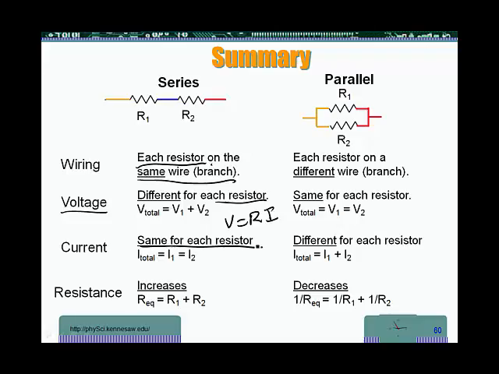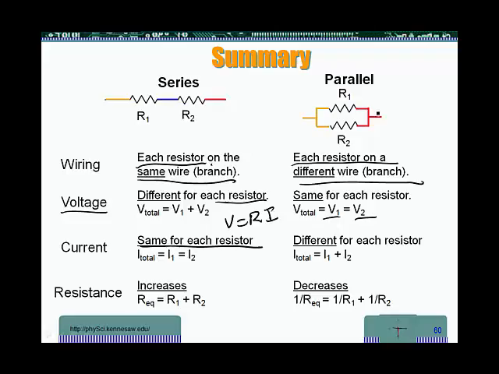Now, in the case of parallel resistors, each resistor has to be on a different branch, different wire. The voltage is the same for each of the resistors that are in parallel. They're subject to the same voltage. However, the current is going to be different for resistors that are different. If the resistors are identical, they will have the same current. But for different resistors, we are going to have different currents.